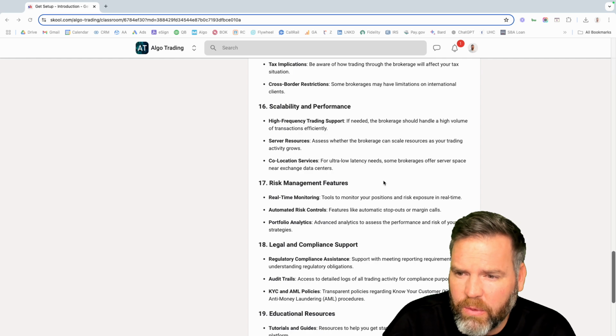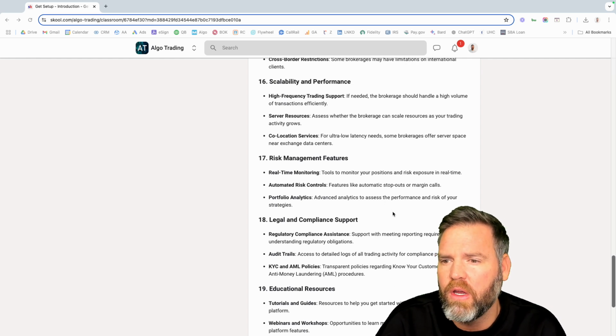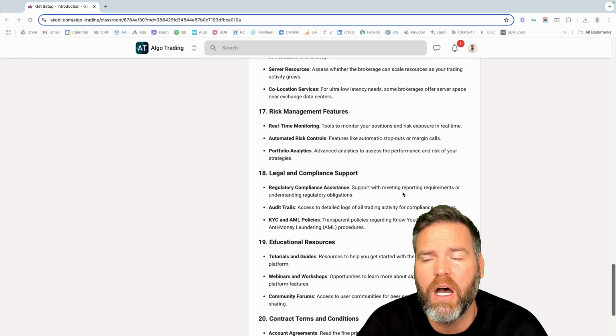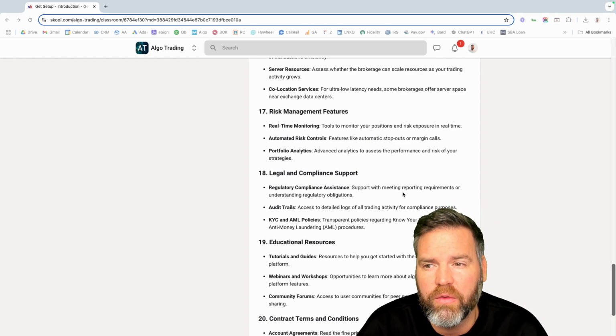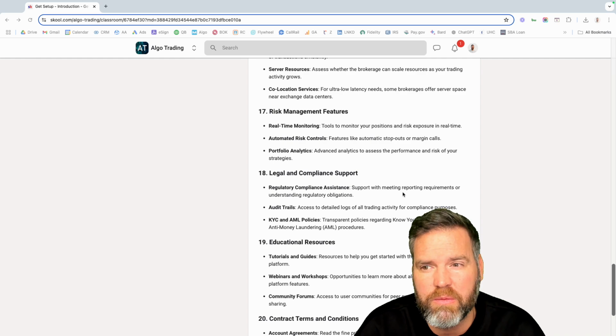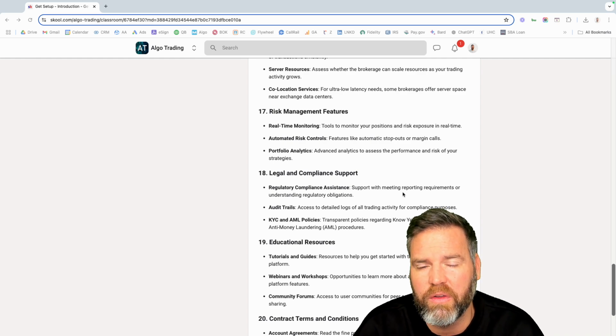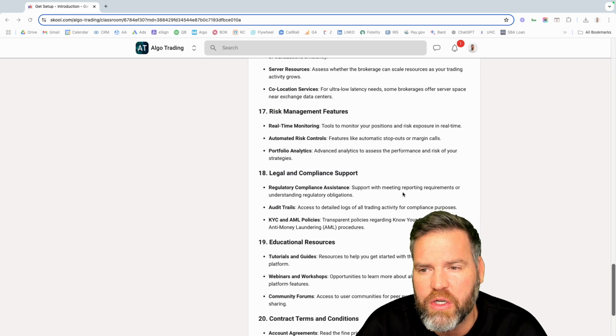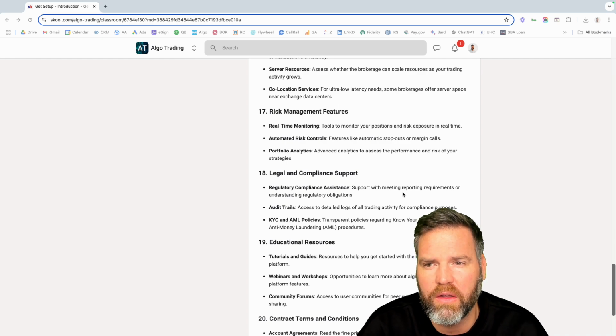Risk management features: obviously real-time monitoring, automated risk controls, portfolio analytics. Those built-in tools are pretty common in most brokerages, but just be aware of those for your brokerage, that they have some of those risk management features. In terms of risk management for algorithmic trading, that is something that we have to build in, at least in terms of stop losses and how we control all that. That's just a part of your algorithm, and that'll be discussed as we go through various scripts and algorithms.